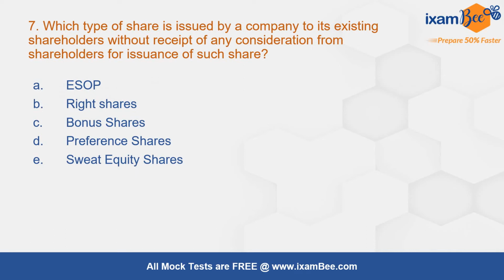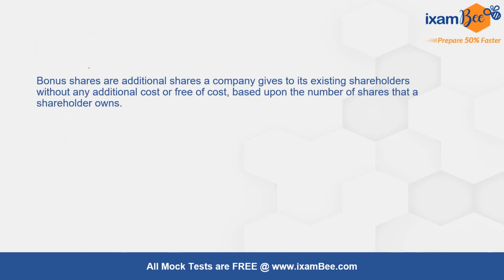Moving to question 7. Which type of share is issued by a company to its existing shareholders without receipt of any consideration from shareholders for issuance of such share? The correct answer is bonus shares. Bonus shares are additional shares a company gives to its existing shareholders without any additional cost, free of cost, based upon the number of shares that a shareholder owns.